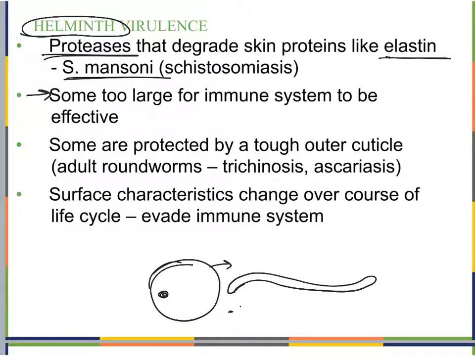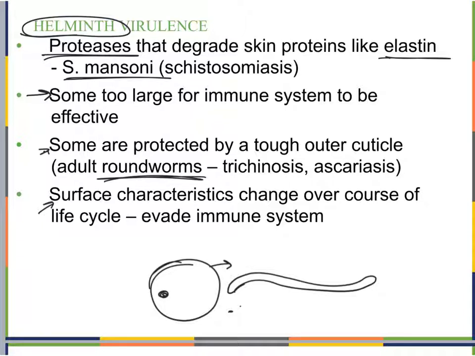So first of all, too large. Secondly, some are protected by a tough outer cuticle. Some adult roundworms, so our trichinosis and ascariasis, have this really tough outer cuticle that's kind of like the keratin in our skin, or you can think of it as kind of like fingernails, on the outside of the helminth. And so that can be very, very difficult for our body to break down. It would take a lot of enzymes to do that.